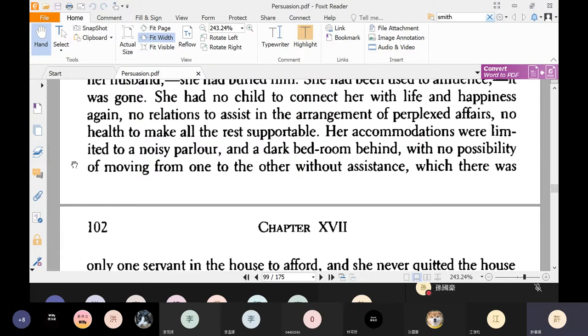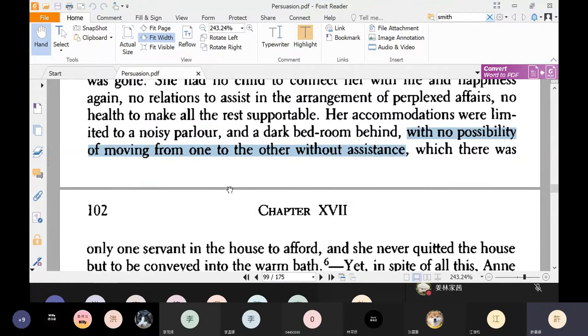And because it was mostly men who smoked, it was mostly men who went to the smoking room. And so the smoking room became also a place for men to chat among themselves. Kind of like how today some women will go together to the bathroom simply to chat and to socialize. Okay, so back to the story. Mrs. Smith only has a parlor and a bedroom, with no possibility of moving from one to the other without assistance.